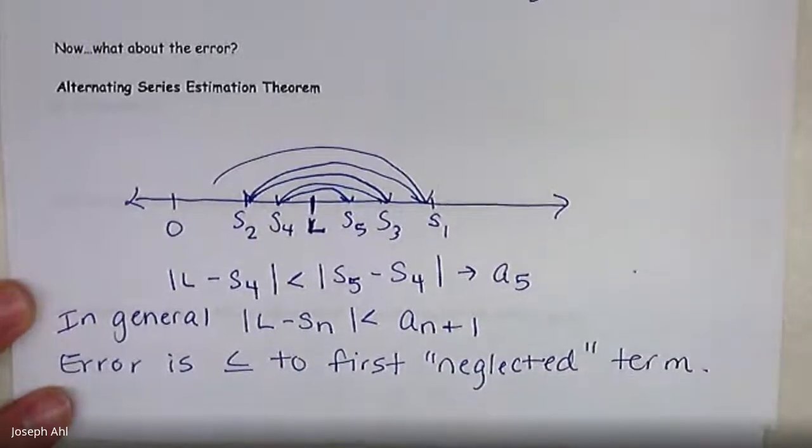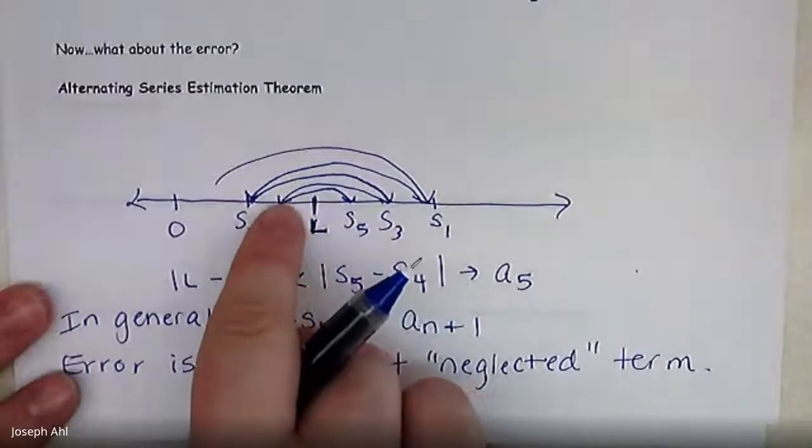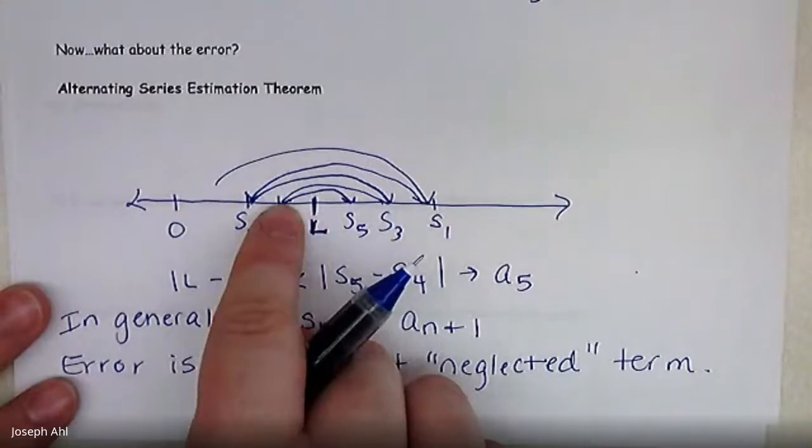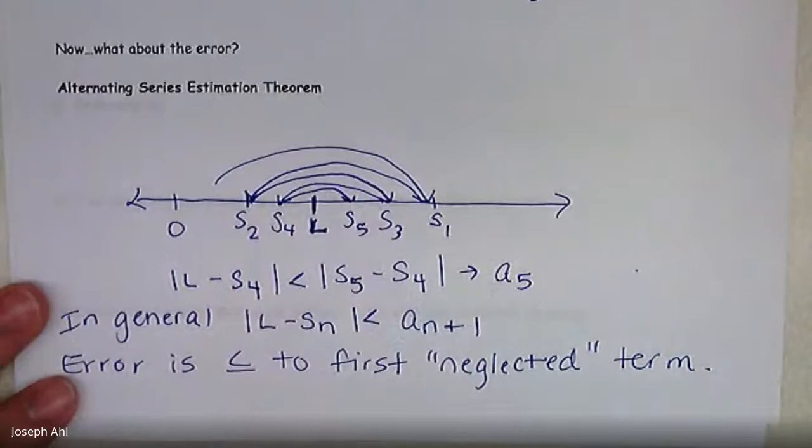And we'll see how this applies in a specific example, but if you want to find, let's say, the partial sums out to S sub 4, the error has to be less than or equal to whatever that fifth term is. Sorry, not S sub 5, but A5 in this case. Okay, let's see how we can apply that to the example on the next page.